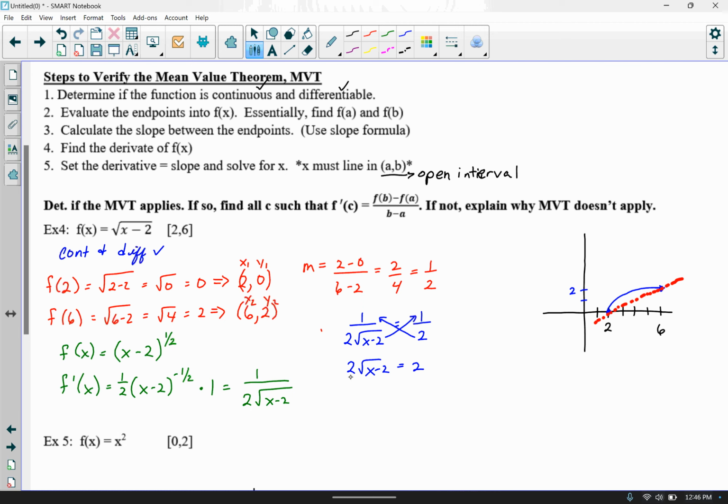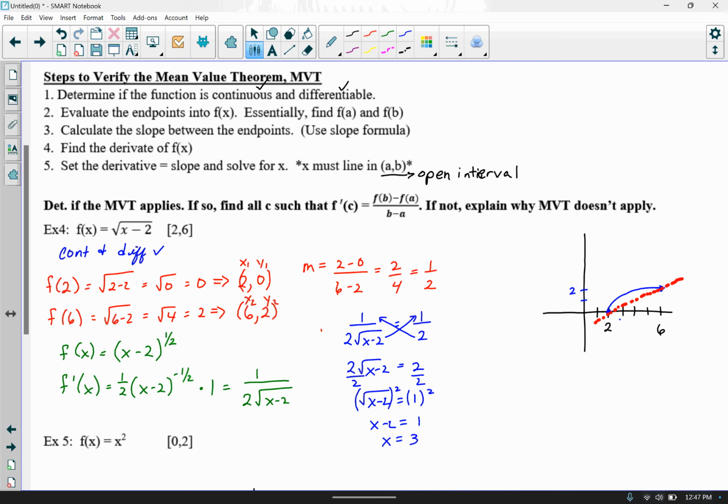Solve for x. So I'm going to divide both sides by 2. Square root of x minus 2 equals 1. Square both sides. When you square a square root, you just get what's inside. So x minus 2 equals 1 squared, still 1. Add that 2 over, so x equals 3.